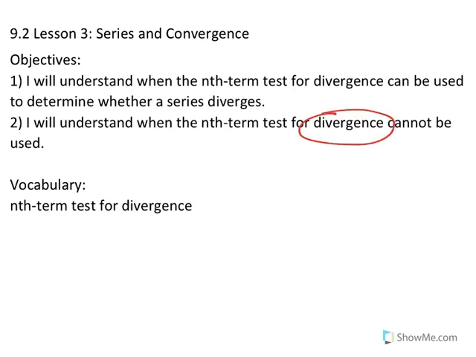You can never conclude that a series converges by using the nth term test for divergence. This particular test will only tell you if a series will diverge, never if it will converge. That's why it's called the nth term test for divergence. So vocabulary, the nth term test for divergence.